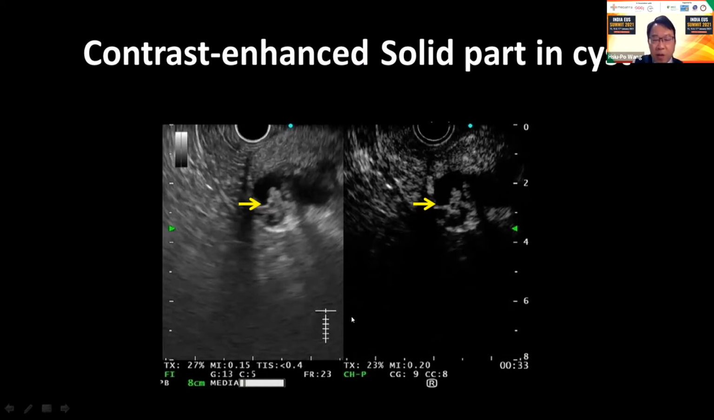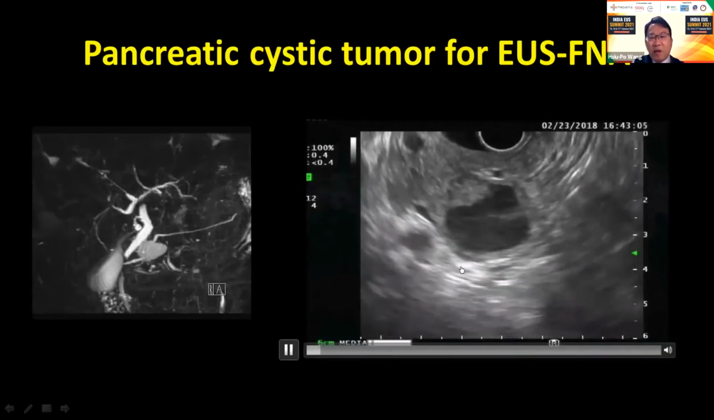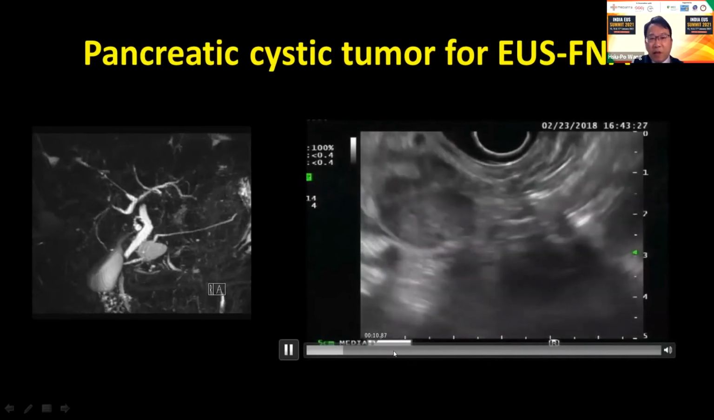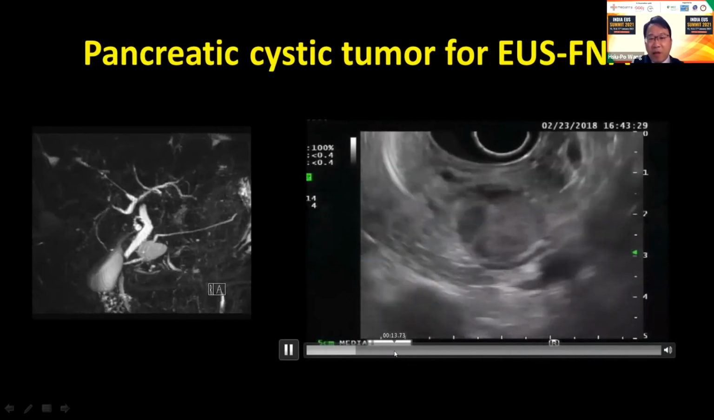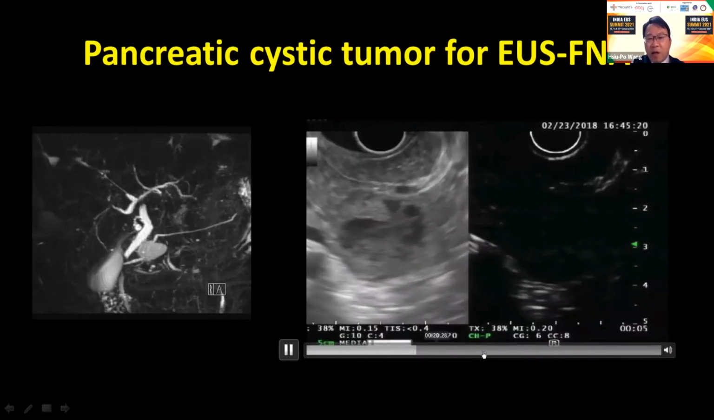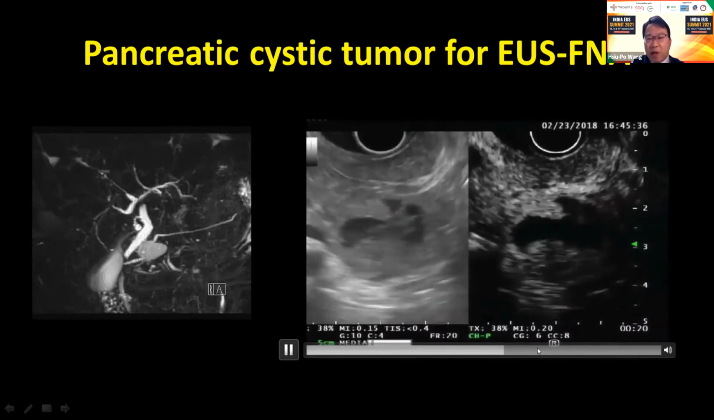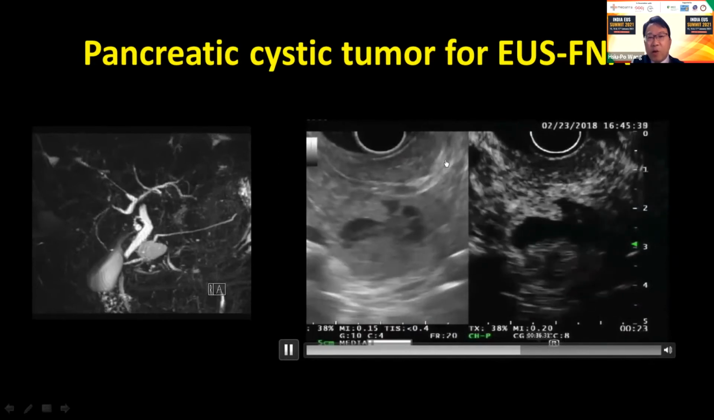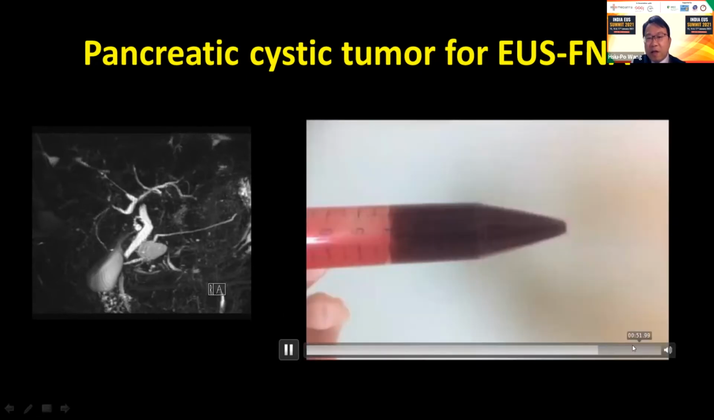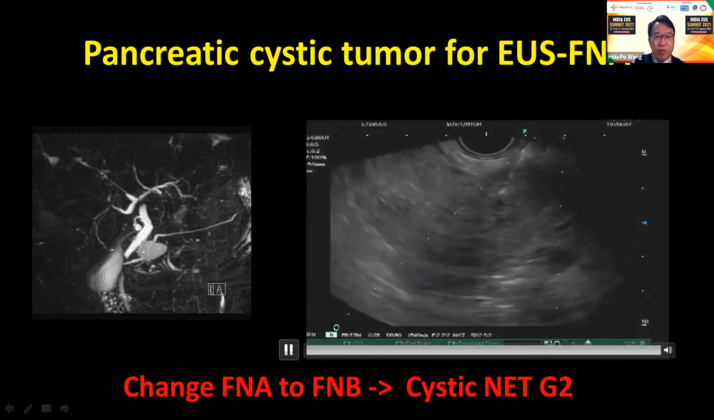That's the place we have to take the tissue sampling. This is a very interesting case. We performed this referral for EUS-FNA because the pancreatic tumor was considered to be MCN with a mural nodule. But after the contrast-enhanced EUS, it showed hyper-enhancement, so we thought it may be a cystic neuroendocrine tumor. So we changed the EUS FNA needle to an FNB needle, and then the pathology turned out to be cystic neuroendocrine tumor G2.